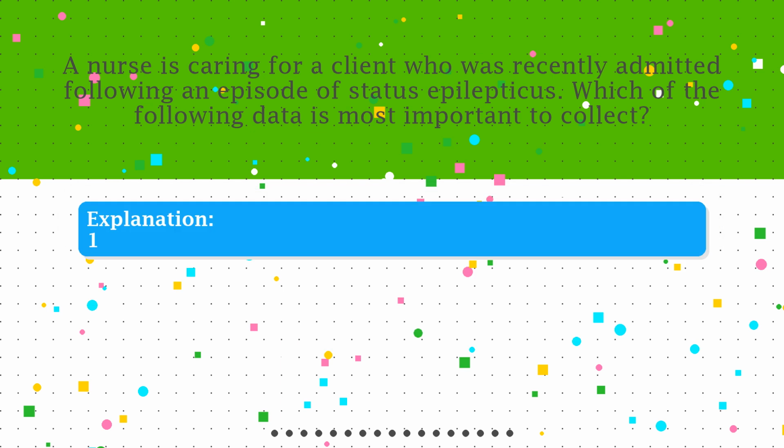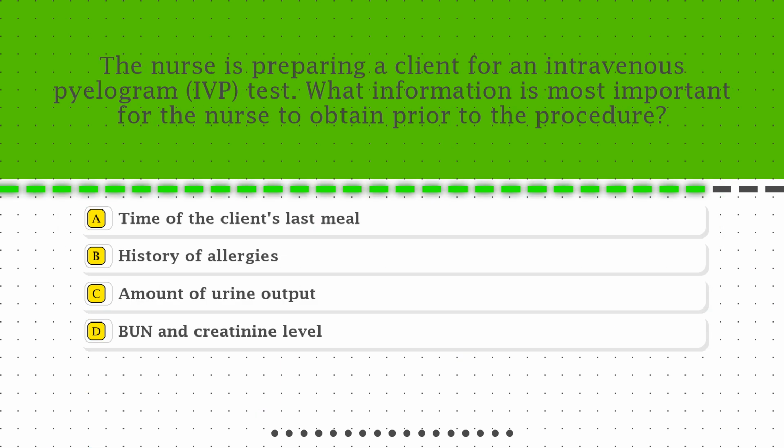Question 16. The nurse is preparing a client for an intravenous pyelogram, IVP, test. What information is most important for the nurse to obtain prior to the procedure? Option A. Time of the client's last meal. Option B. History of allergies. Option C. Amount of urine output. Option D. BUN and creatinine level.